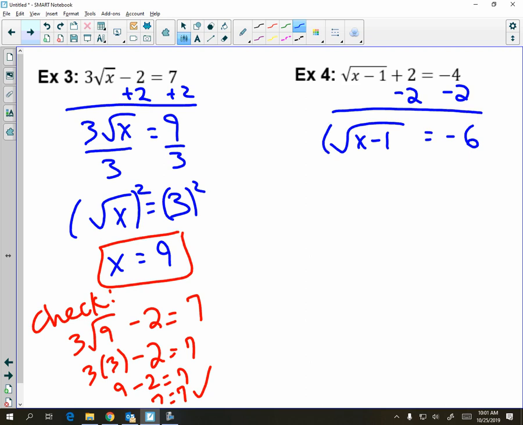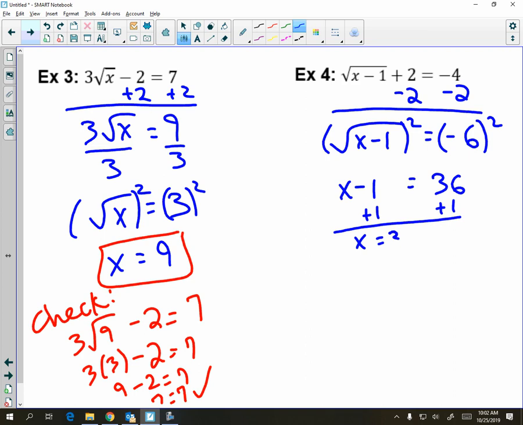So you're going to go straight to squaring both sides. And you get x minus 1 is equal to negative 6 squared, which is 36. And you're going to add 1 to both sides to get that x is equal to 37. When you check your work for this one, the square root of 37 minus 1 plus 2, does that equal negative 4?